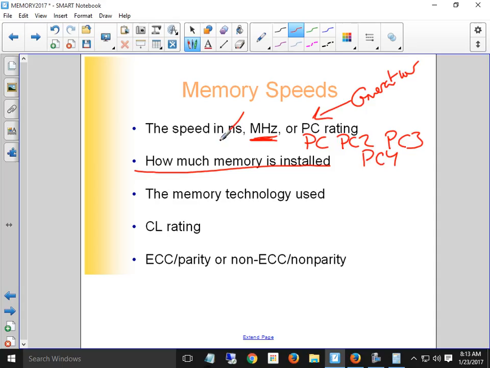It used to give us that, but now the number is so small, e to the -9th, that people are like, what does that mean? We just talk about the megahertz and the PC rating. How much memory is installed definitely affects our PC, because the more RAM the CPU has to work with, the less often it has to save out anywhere else, like our hard drive. Let's talk about memory technology.